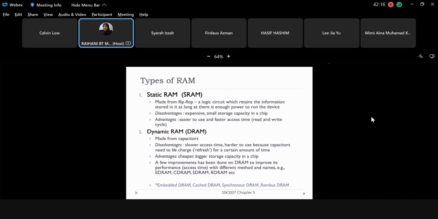Okay, so how about dynamic RAM? Dynamic RAM is made from capacitors. Whereas static RAM is made from flip-flops.